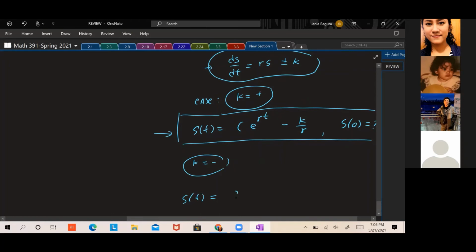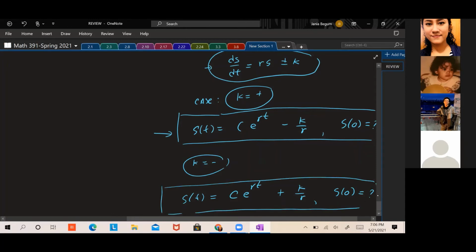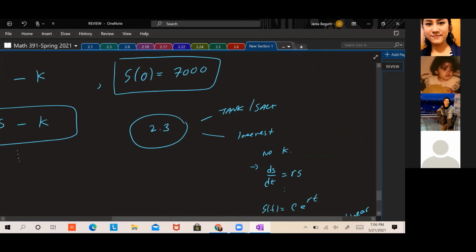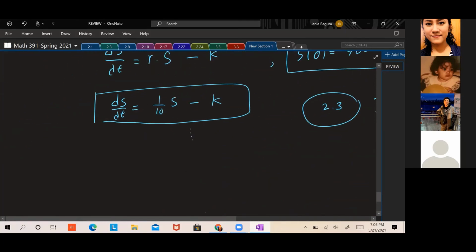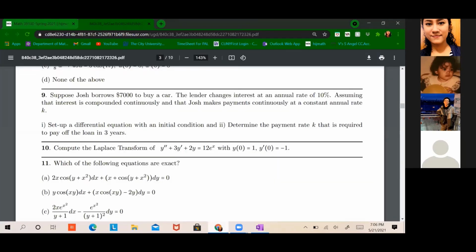You have c e to the rt plus k over r, and then you plug in the initial condition to solve for c. So just look over your notes if you need to revisit how to solve from the differential equation here to get the function s of t. So by knowing these 2 models, can we answer the next part of this question? What is k so that you can pay off?